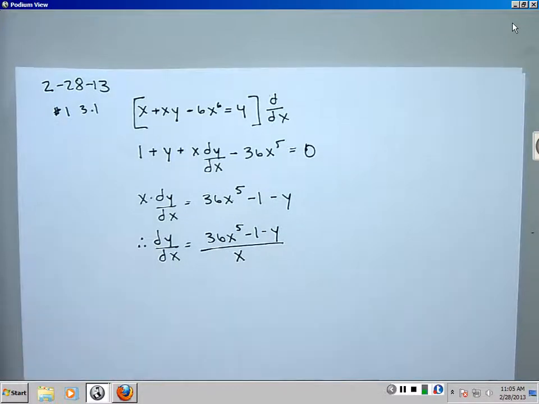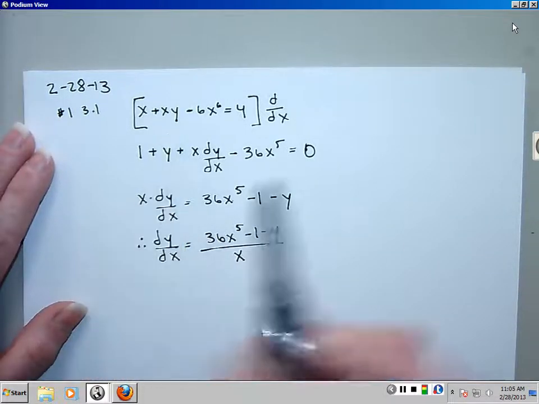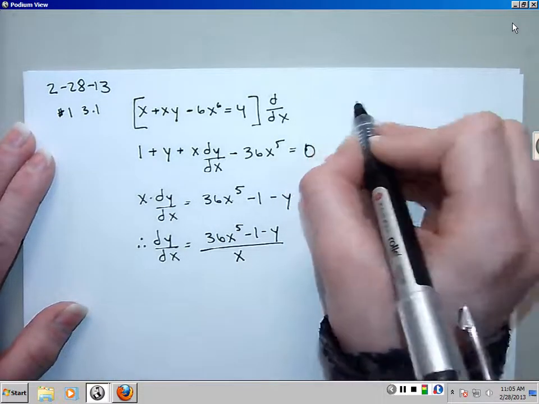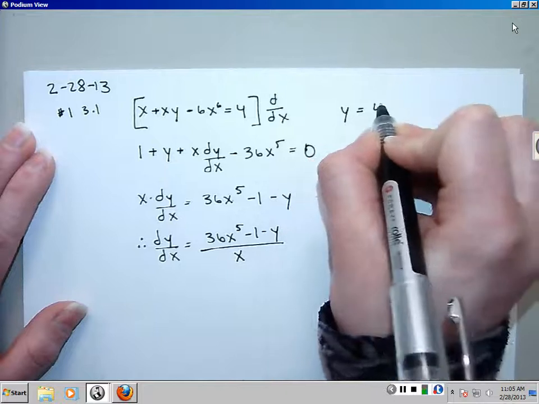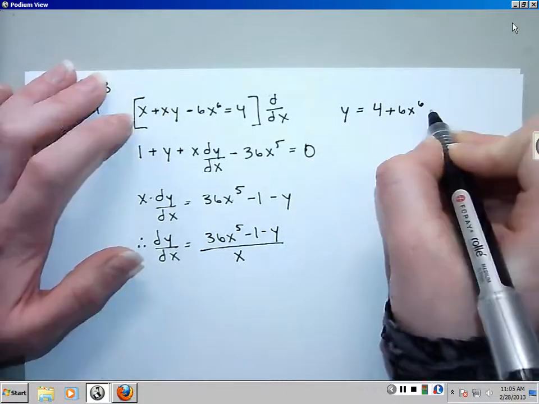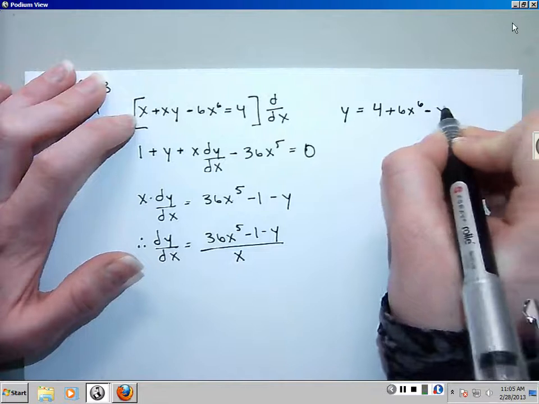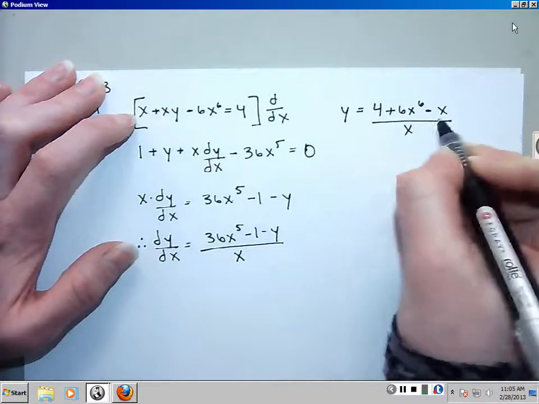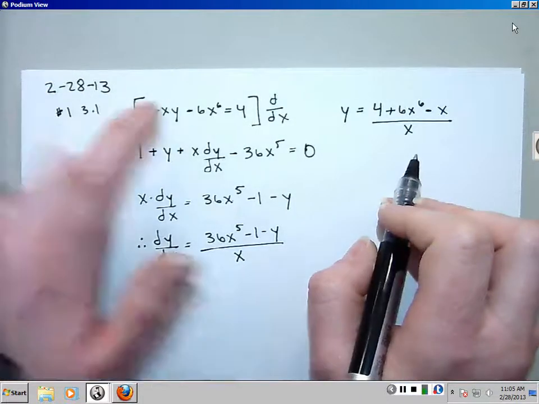So now, if I solve for y in this equation, I have y equals 4 plus 6x to the 6 minus x, over x. If I did that correctly.